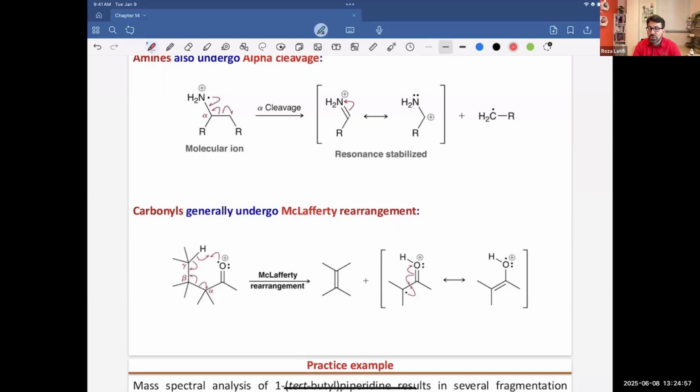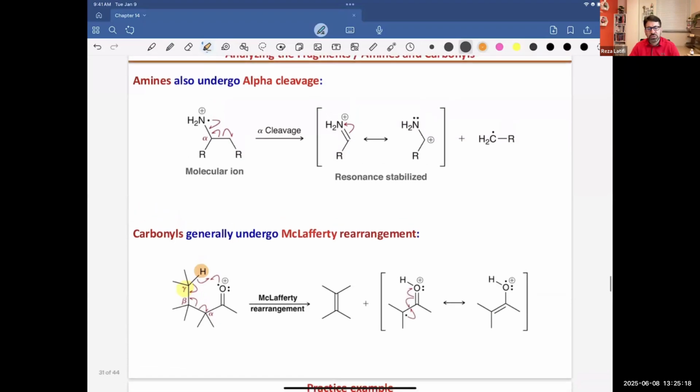In the case of carbonyls, we can also have alpha cleavage, but there is a second mechanism that can happen only and only whenever there is a gamma carbon that is carrying a hydrogen atom on it. So we need to have a gamma carbon with a hydrogen atom on it, not just a gamma carbon. Okay, let's practice some examples of each one in order to understand the details of these two mechanisms.